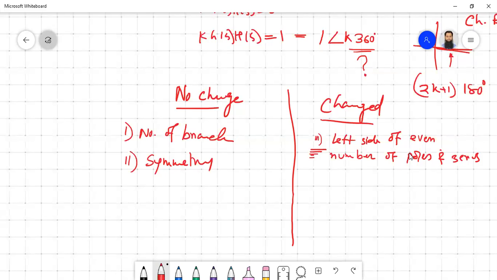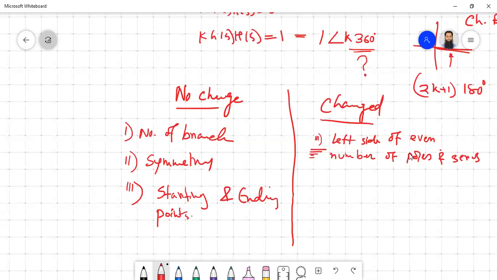Next is the starting and ending points. It also remains unchanged because it is related to the value of K going to 0 and infinity. So the starting and ending points remain the same, that means from pole to zero, same as before. What about the behavior at infinity?